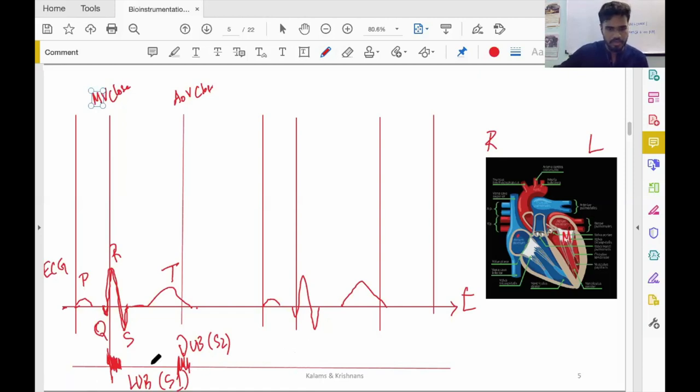Similarly, this side is a bit congested. There is this LUB sound signal over here, and a DUB sound signal over there. And LUB is also known as S1, DUB is also known as S2, first heart sound and second heart sound. Clear? Wherever the LUBs and DUBs happen, I have added some temporal references for the other curves that we are going to talk about. Okay, can we proceed further?